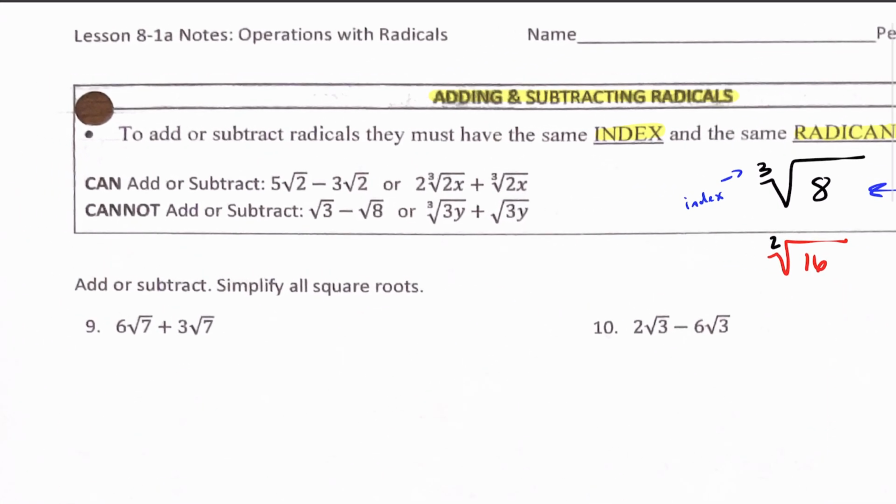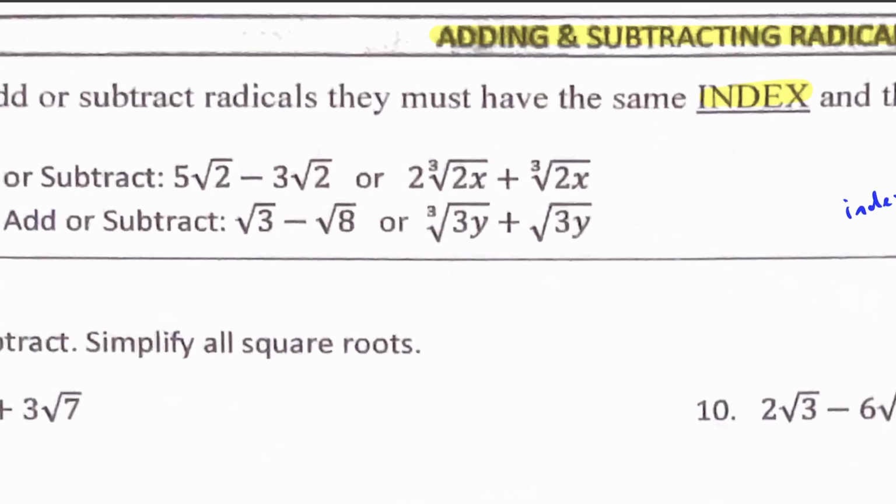So let's take a look at this right here. I can add or subtract these examples. The first example is 5 root 2 minus 3 root 2. Of course, we can see that they have the same radicand. They both have that square root of 2. And then this unwritten number here and there, of course, that's just going to be 2 because I'm taking the square root.